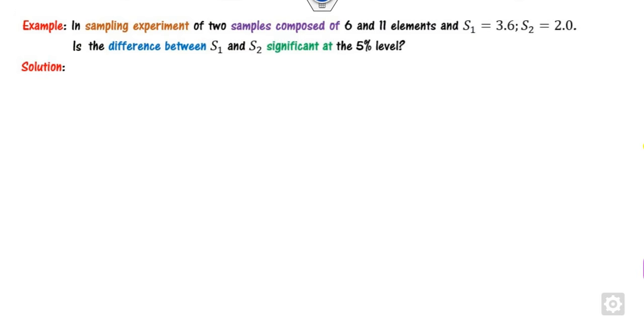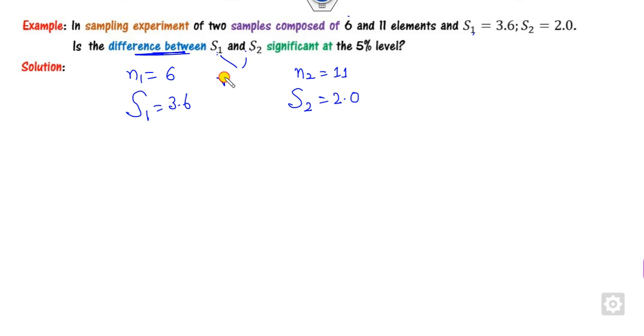Look at the second example. In the sampling results, the samples consist of 6 elements in the first sample and 11 in the second. Capital S is already given to you: 3.6 and 2. Check whether there is any significant difference between the S1 and S2, that is my variance. So again we have to apply the F test.